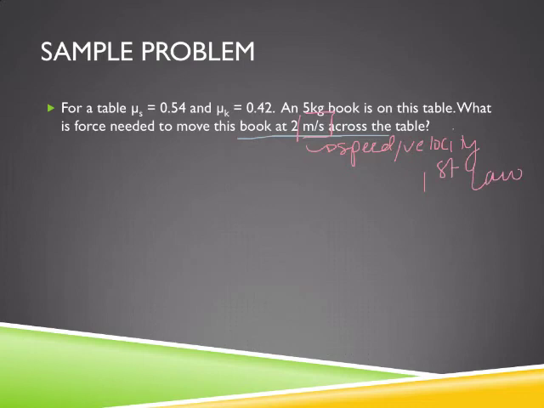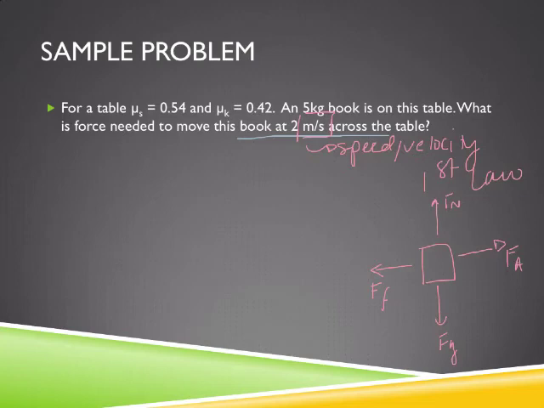Alright? So we have a book moving at a constant speed. So again, draw a picture. We have force of gravity going down. We have normal force going up. If it's moving at a constant speed, there has to be some sort of applied force getting that going, and a frictional force keeping it at a constant speed.